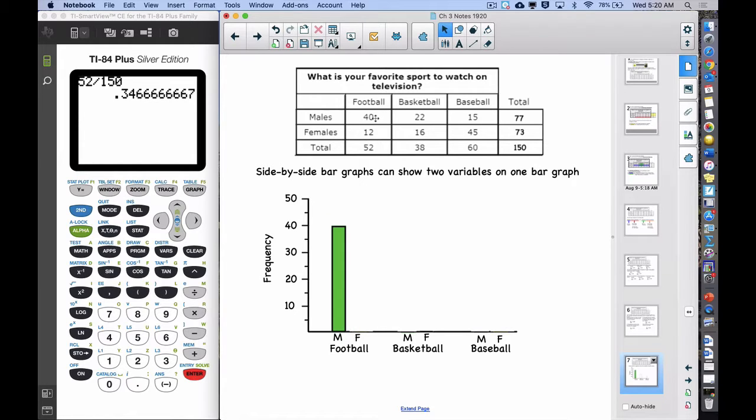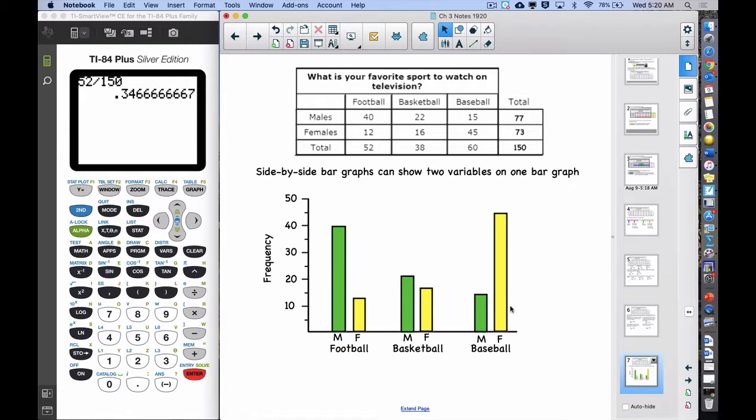And then within each sport, I'm going to have a bar for the male. So I have one bar that goes to 40 because there were 40 males who said football was their favorite sport. And I'll have a bar for the females that goes up to 12. Then I do the same thing for the next sport. I have 22 males who said basketball. I have 16 females who said basketball. Then I have 15 males who said baseball and 45 females who said baseball.